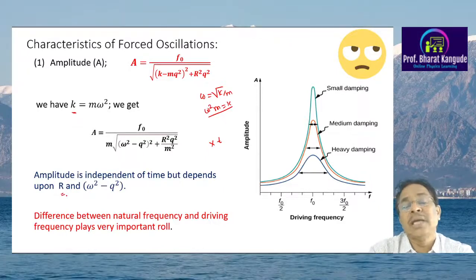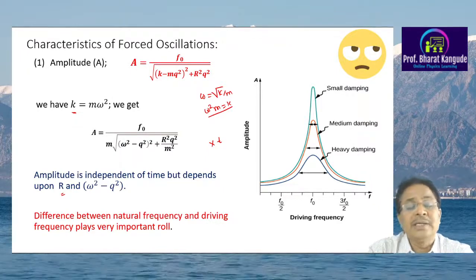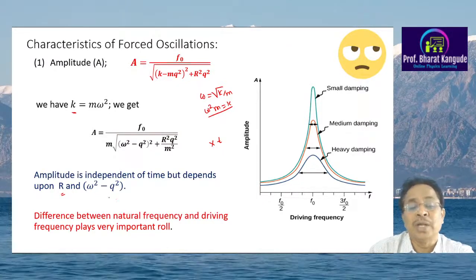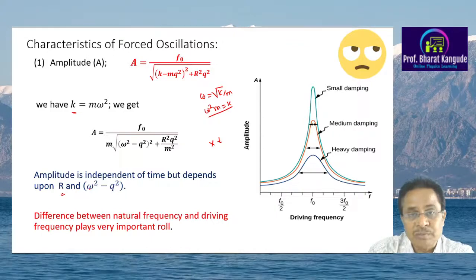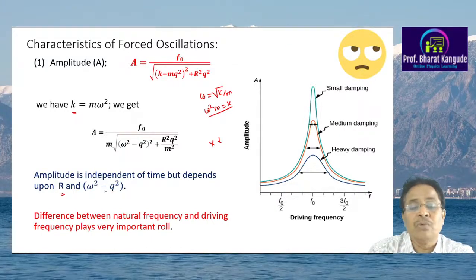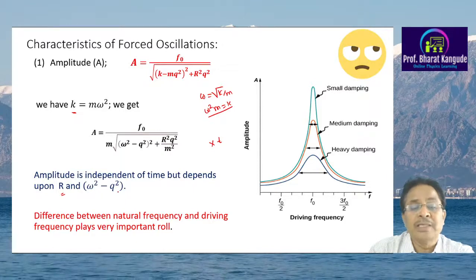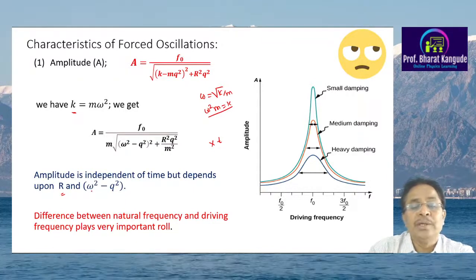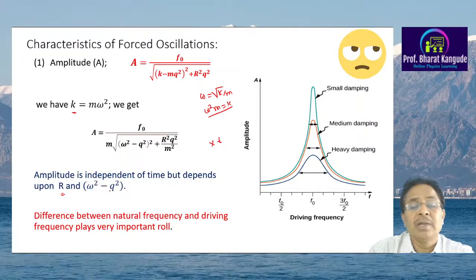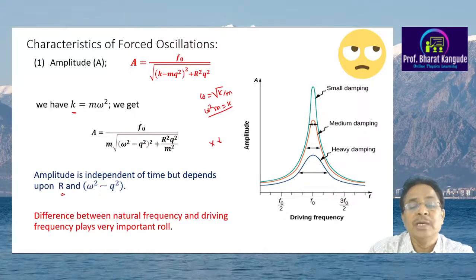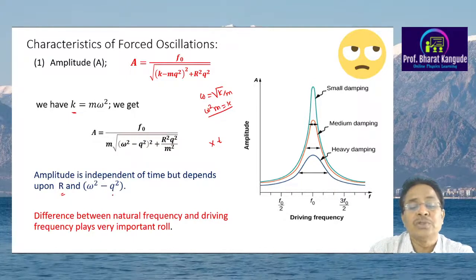It depends on two parameters. One is the damping coefficient r, and the second is this very interesting term, omega square minus q square. Omega is the natural frequency of the free oscillator, and q is the driving frequency of the applied force. Square of this minus square of this. It is possible that sometimes these two are equal, and sometimes they have a very large difference. But since these are squares of both, this number is always going to be positive.